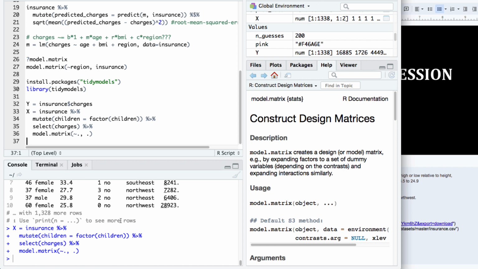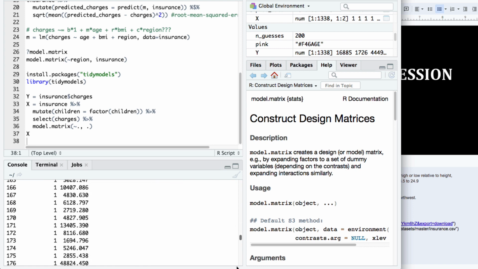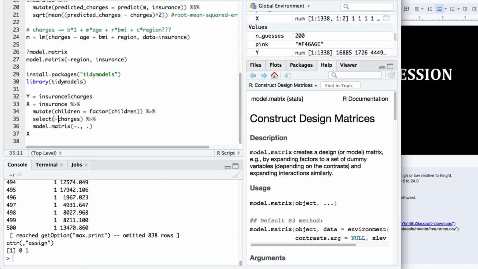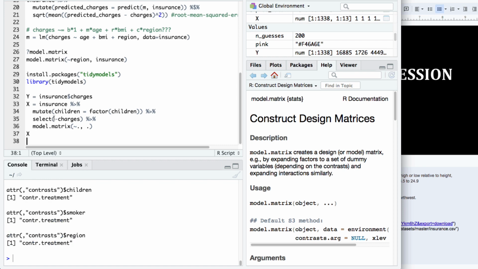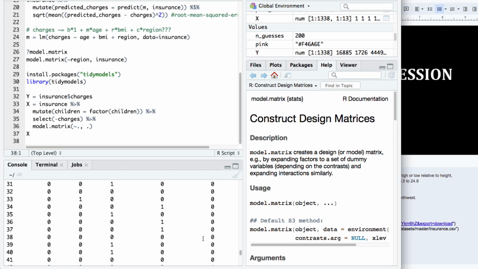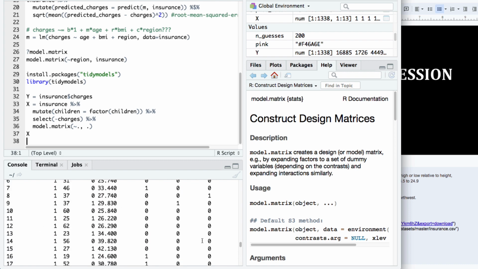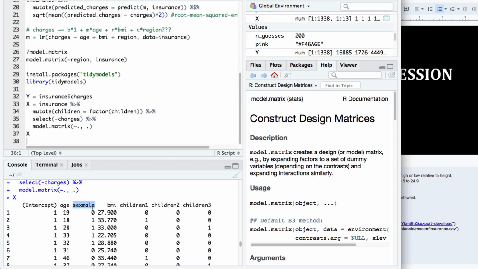So if I just type X, I get this whole thing. I need to select everything except for charges. And now I print that. Okay, there we go. So we can see we get a whole bunch of little, okay, so here are the variables that we have. We have intercept, we have age, we have sex, which it also made a dummy, but here the dummy is kind of equal to the thing in the beginning because it was already treated as binary.